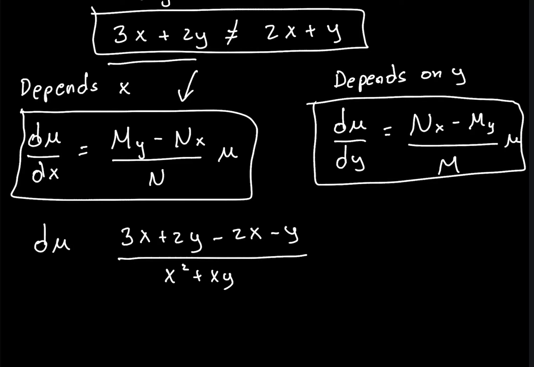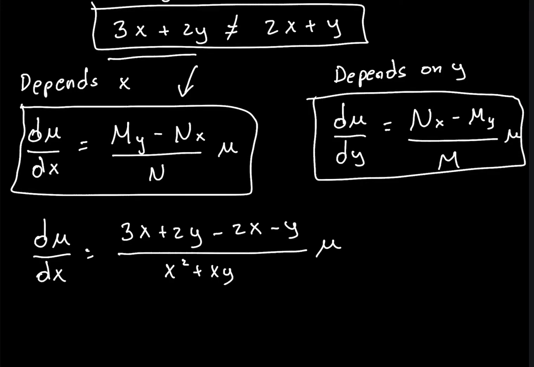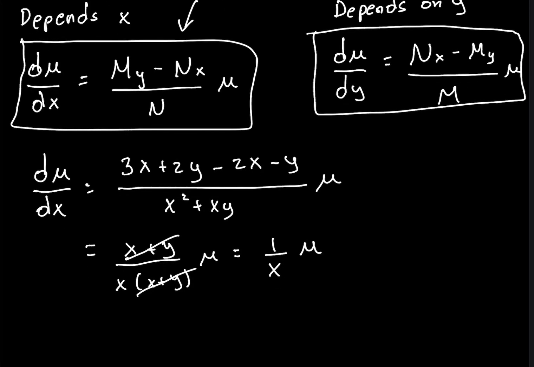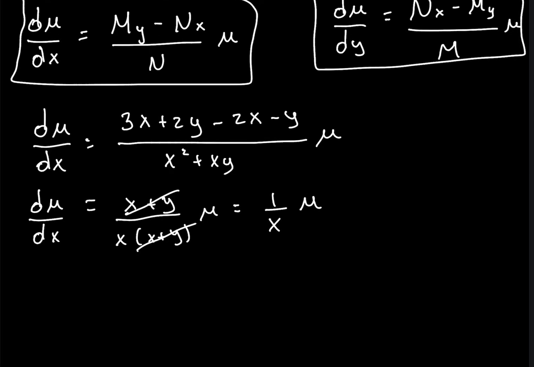And this must be equal to the derivative of mu with respect to x, multiplied by mu here. Okay, so if we solve this, we get x plus y. And here, if we factor the x, we get x plus y mu. So we can cancel, and we will get 1 over x mu must be equal to the derivative of mu with respect to x. So then we can solve this problem to find what the value of mu is.